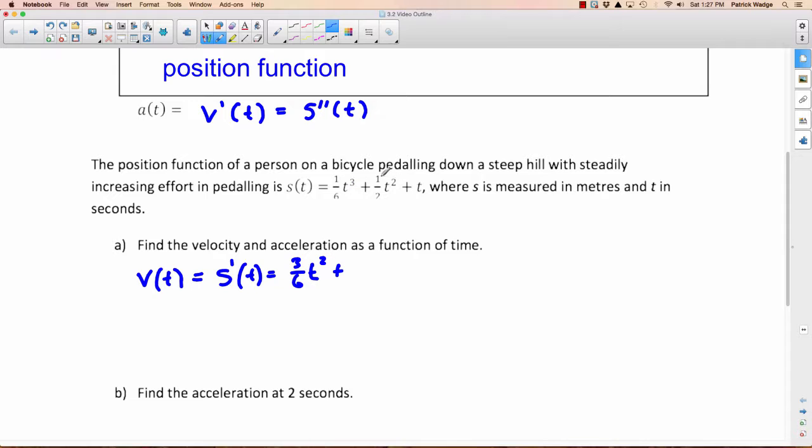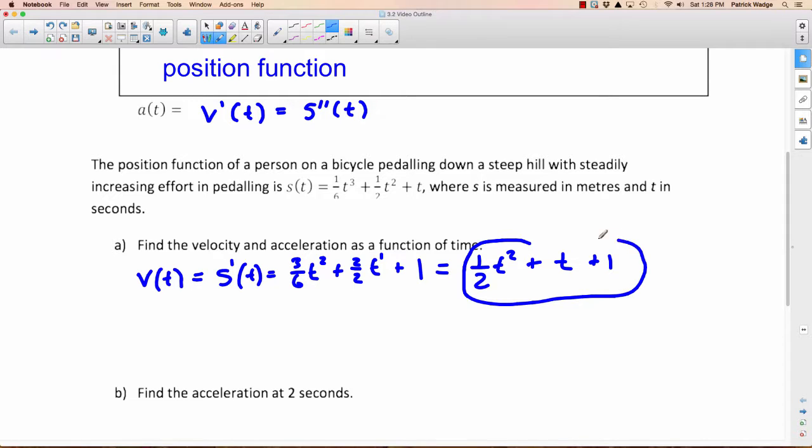Plus, 2 comes down and multiply, so you get 2 over 2, t to the 1, and then the derivative of t is just 1. Okay, let's simplify. 3 over 6 is the same as 1 over 2 t squared. 2 over 2 is just 1, so you don't have to put it, you just have t, and then you have that plus 1. So this is your velocity function right here.